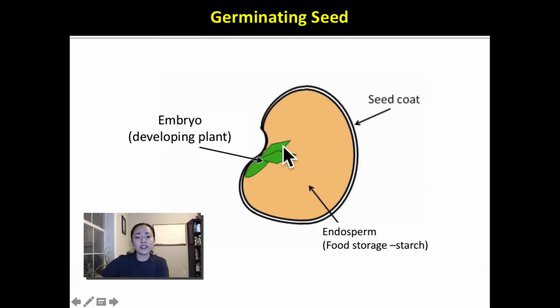So let's look inside of a seed. Inside of a seed, it has a couple different parts. Out here is our seed coat. Notice that most of the seed is called the endosperm. The endosperm is just filled with starch, which is a type of sugar. So the embryo, the growing little embryo, will be breaking down this sugar and using it for cellular respiration in order to grow.